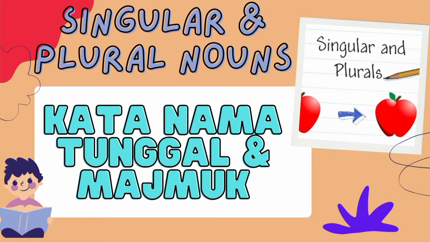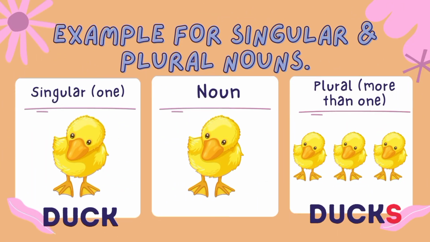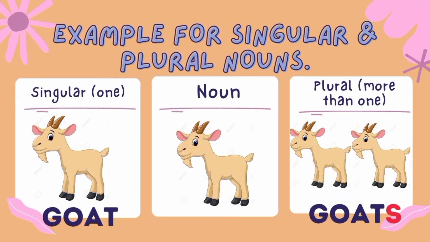Now, let's move to the second learning objective, which is singular and plural nouns, which means kata nama tunggal dan majmuk. Let's see the first example, which is duck. For singular, which means one duck, we write as duck. For more than one duck, we need to add s. It becomes ducks.